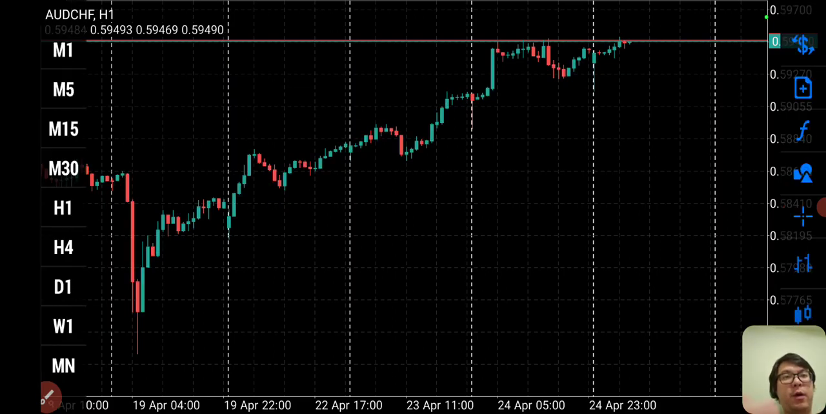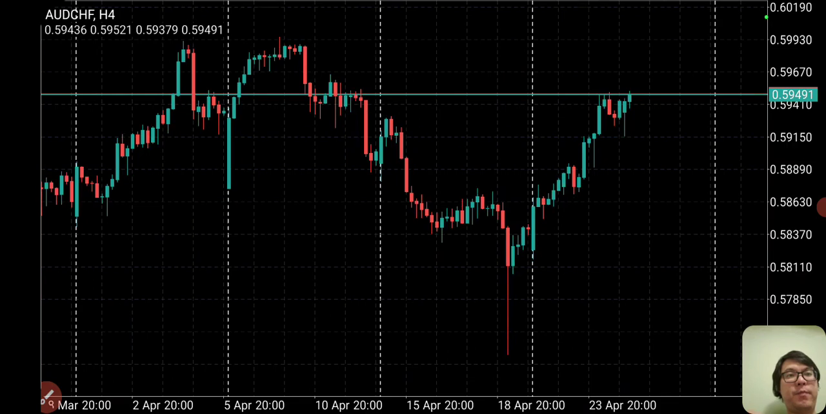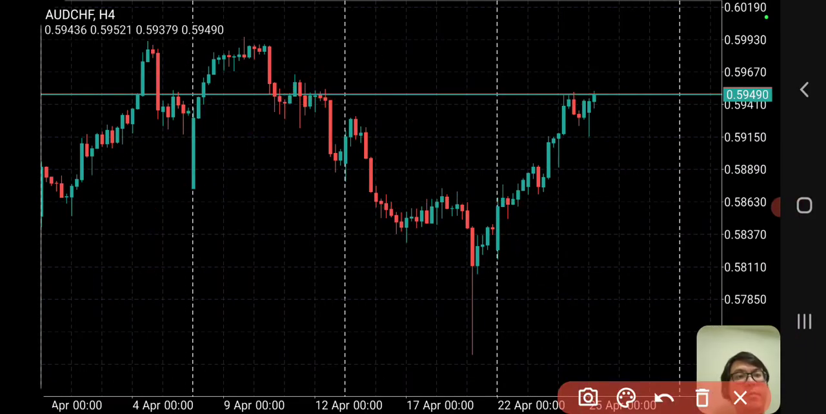There's no candle on the hourly. Possible reversal candlestick, but we see there's a strong tail to push up. So it's not a good idea to expect any short if we see any further trend line break.